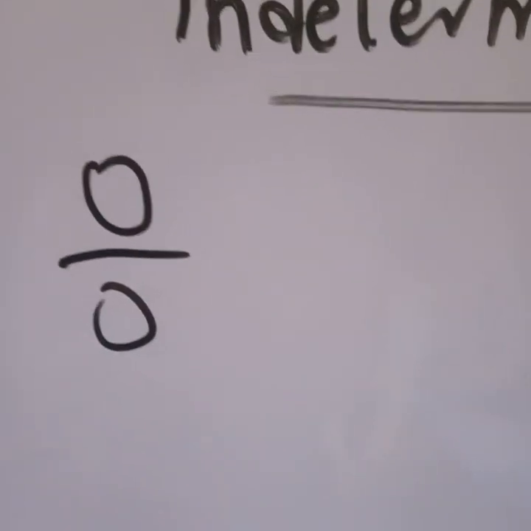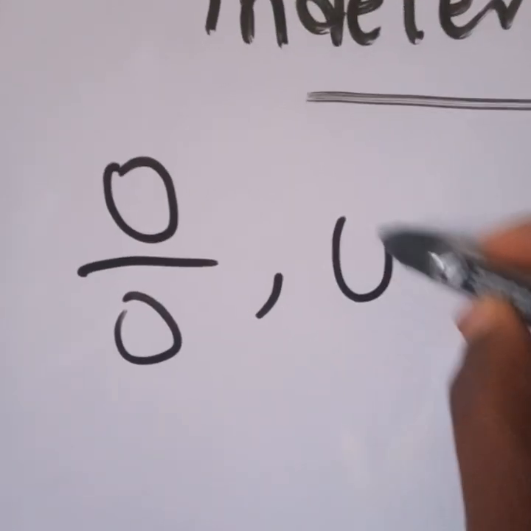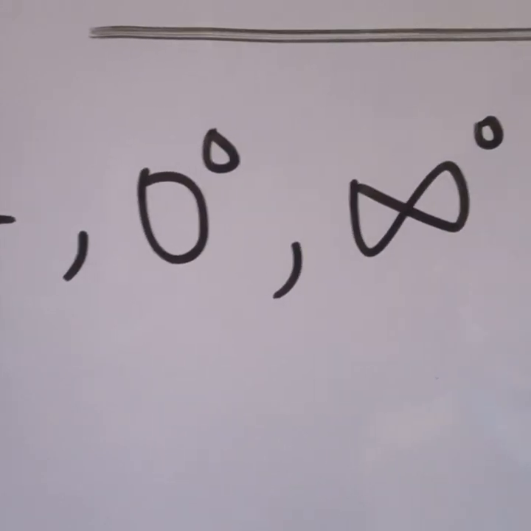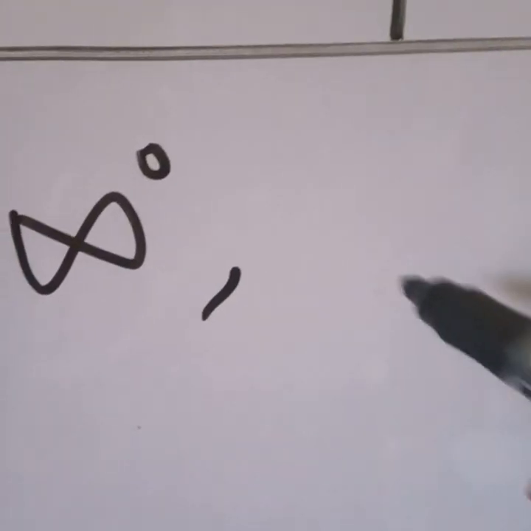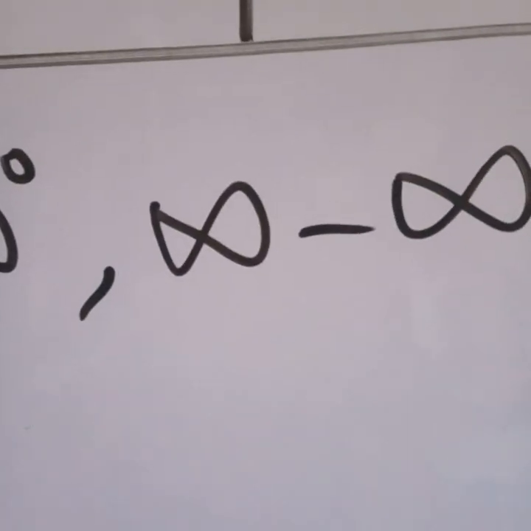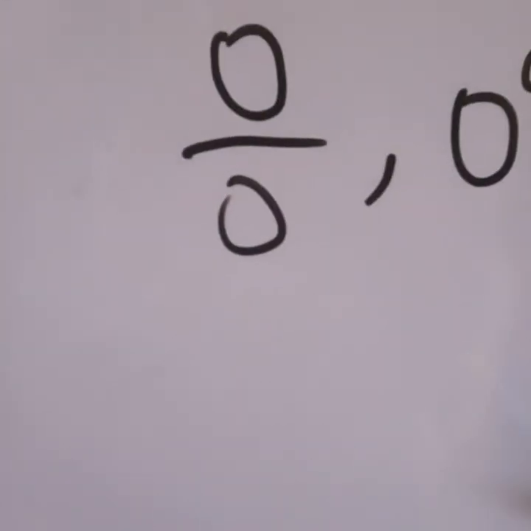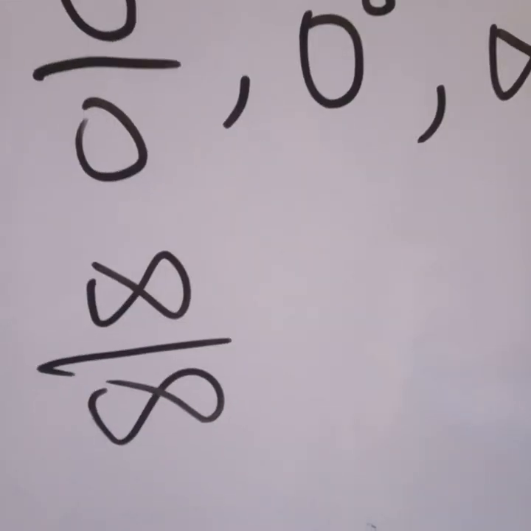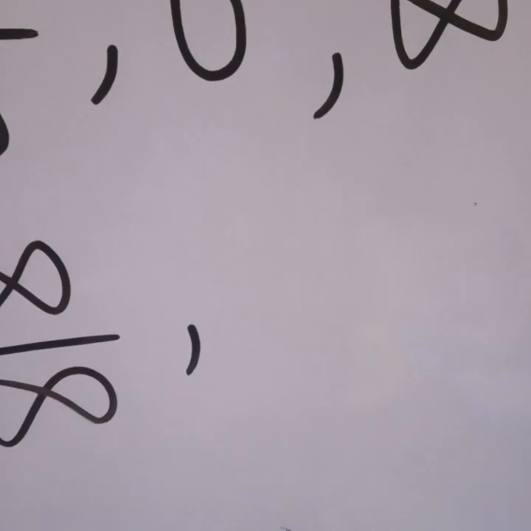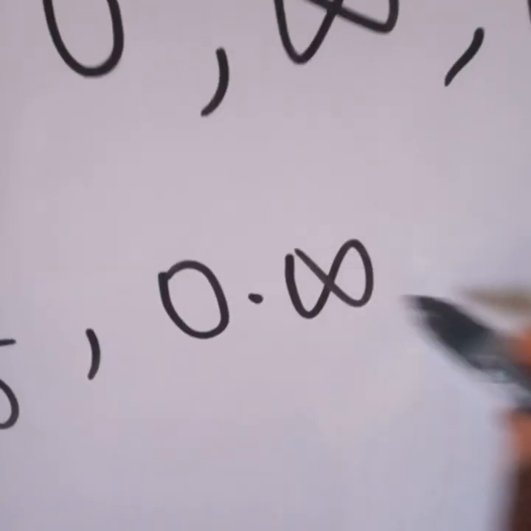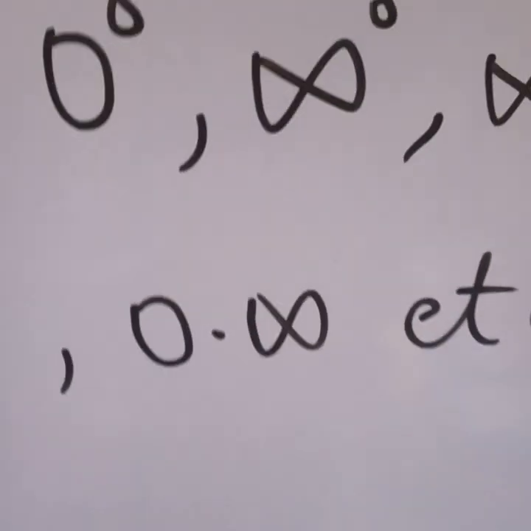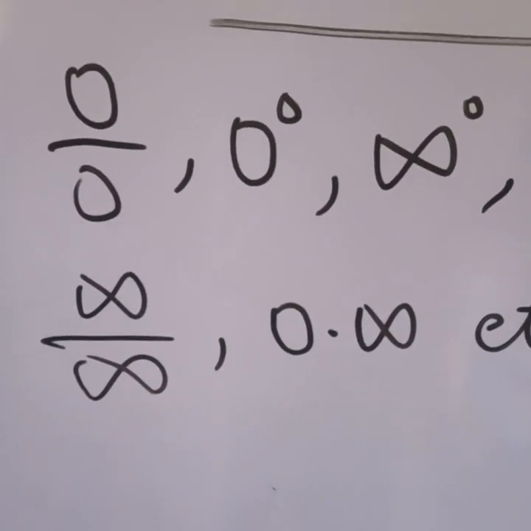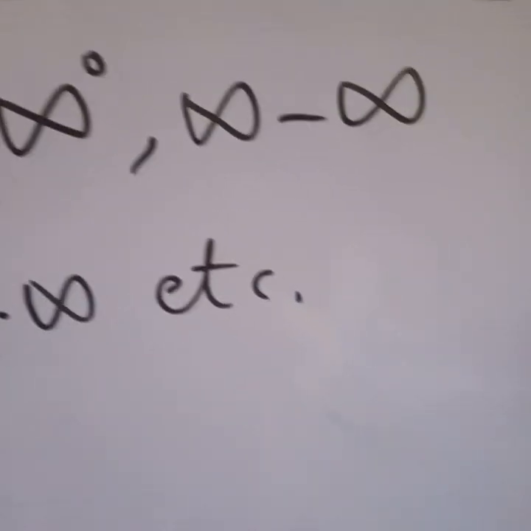or 0 raised to the power of 0, or infinity raised to the power of 0, infinity minus infinity. We also have other forms such as infinity divided by infinity. We also have 0 multiplied by infinity, etc. So we want to look at some functions whose limit give us these forms.